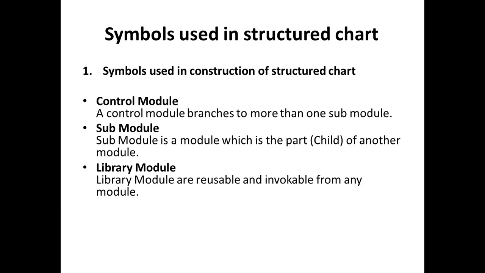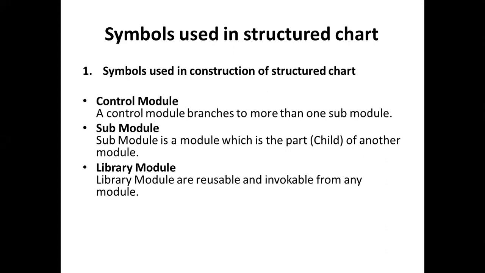Okay, so there are various symbols used for the construction of the structured chart. Now, a control module branches to more than one sub module. So a control module consists of a number of sub modules, or various branches. Here we are going to divide our module into various sub modules, so the signal, or data, will flow from the main module to various sub modules.